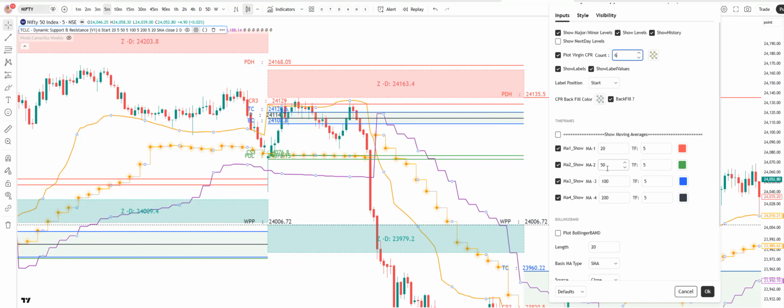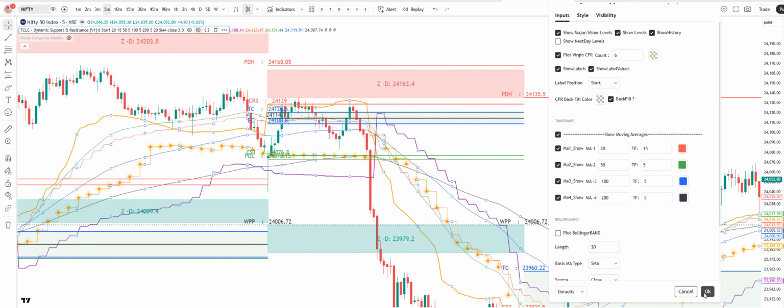This is the moving averages, like 4 moving averages you can add in the particular chart, and TF is called time frame, which time frame you want to add. So if you are looking at a 5 minutes time frame chart, you can even add the 15 minutes 20 moving average in the same chart. For that you need to check this show moving average box, and then click on OK. So we can see here the moving averages are plotting. That is an option that I'm showing here.